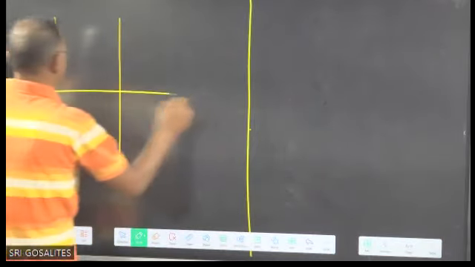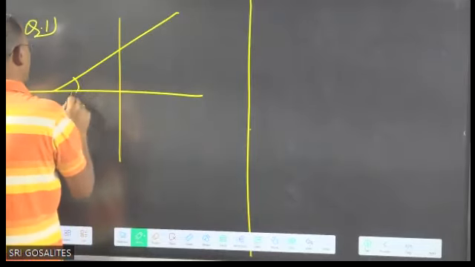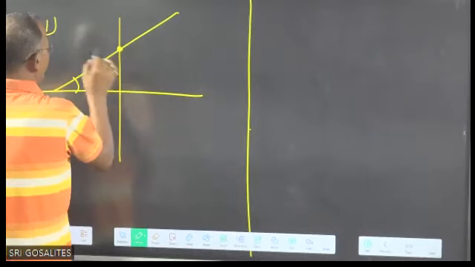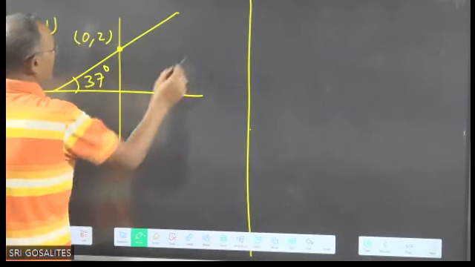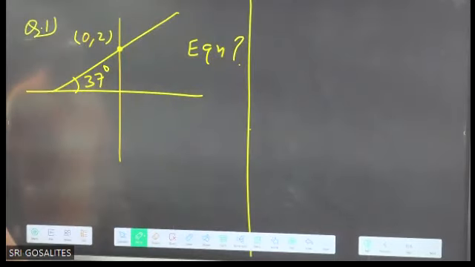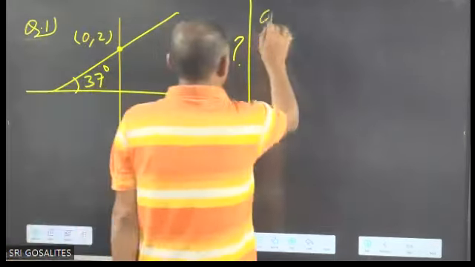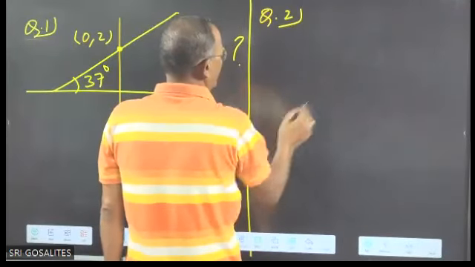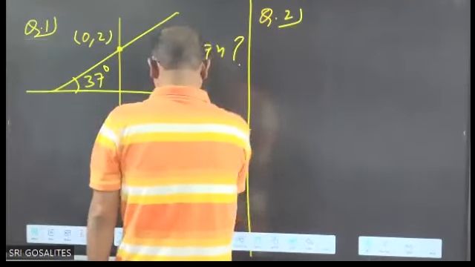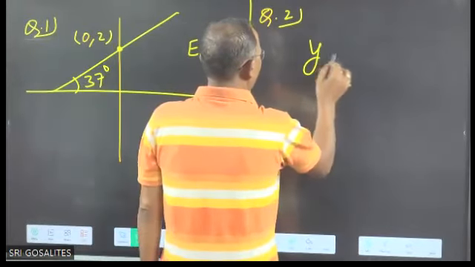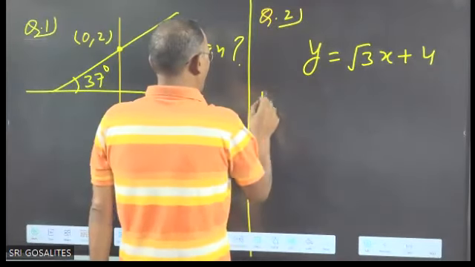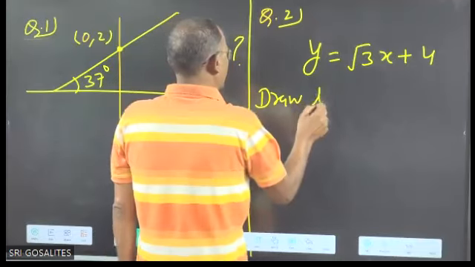Now you tell me. This angle is 37. Suppose the coordinates of point P are 0, 2. Calculate the equation of this line. Number 2: if I have a line y equals root 3 x plus 4, then draw the line. How will the line look?